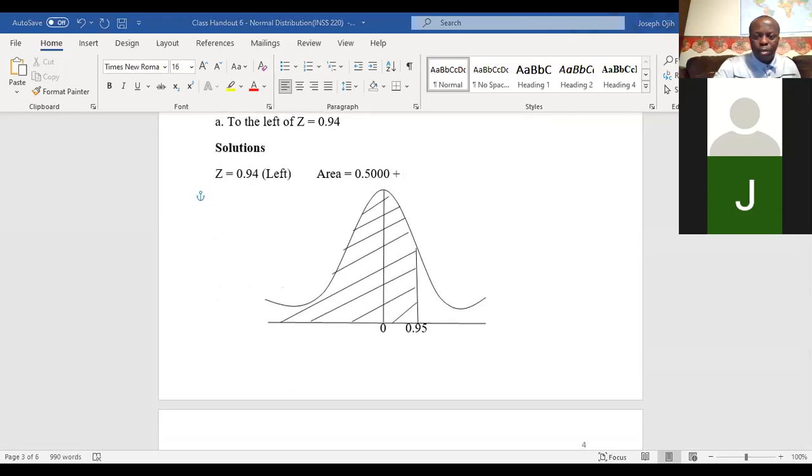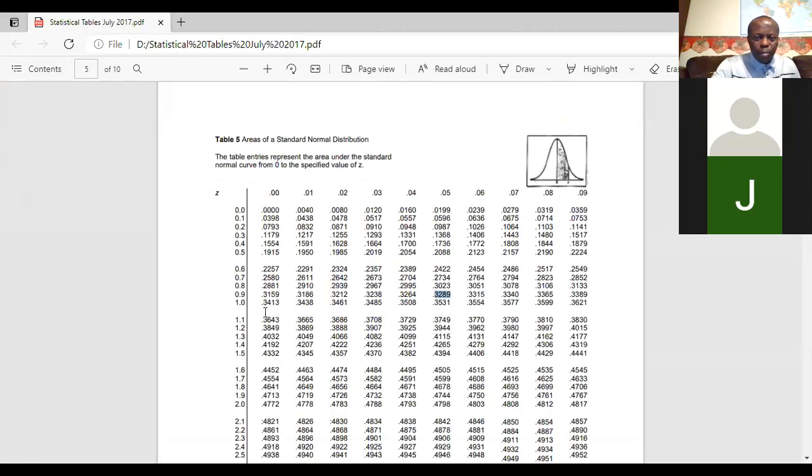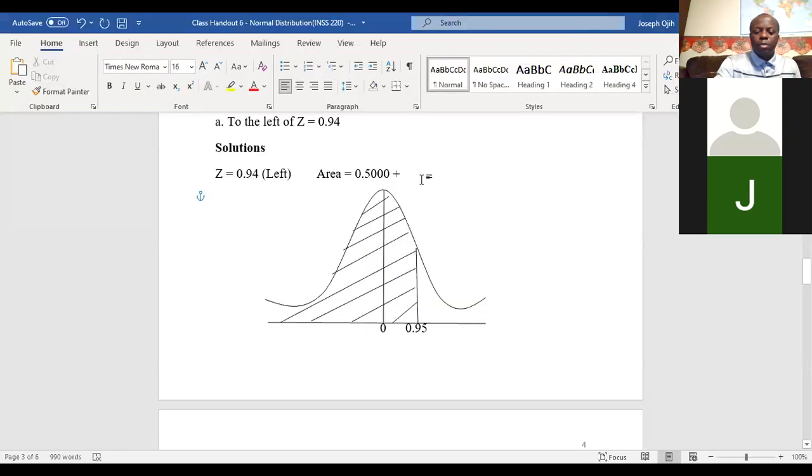So you got 0.9, you go under 4 right here. So 0.9 under 4 gives the area we're looking for: 0.3264. Let me write it down so I don't forget. 0.3264, and that will give us the answer we are looking for.